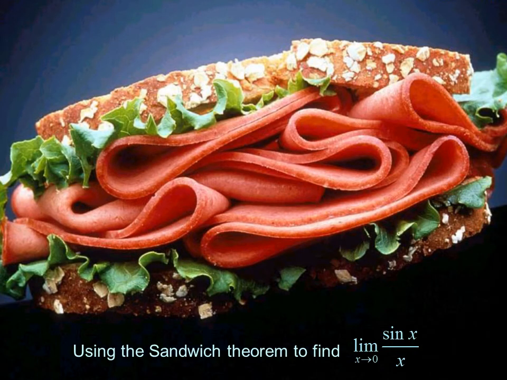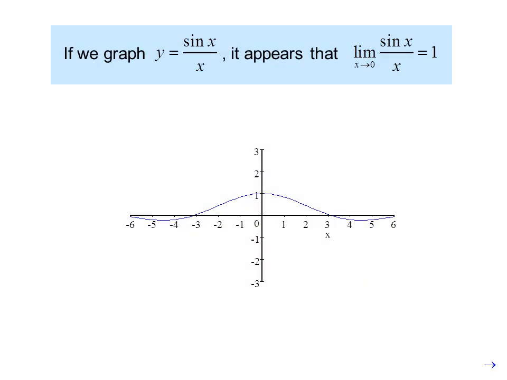Now we're going to shift gears for the second half of the lecture. We're going to use the sandwich theorem to find the limit as x goes to 0 of sine x over x. If we graph y equals sine x over x, it appears that the limit as x approaches 0 of sine x over x equals 1.